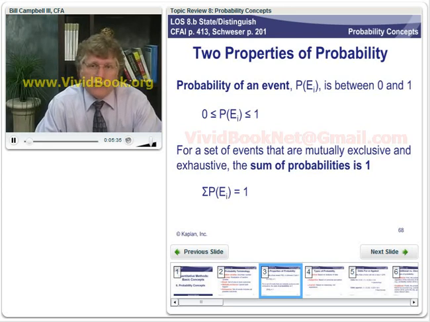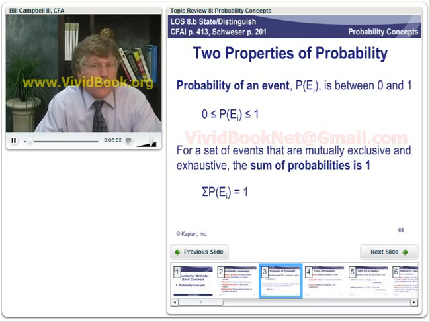When that's the case, the sum of all the probabilities is 1. So, tossing a coin: heads, tails, mutually exclusive. If you get heads, you can't get tails. If you get tails, you can't get heads. And collectively exhaustive. You've got to get one or the other. There's no third possibility. Then we know that the sum of the probability of getting heads and the probability of getting tails has to total 1.